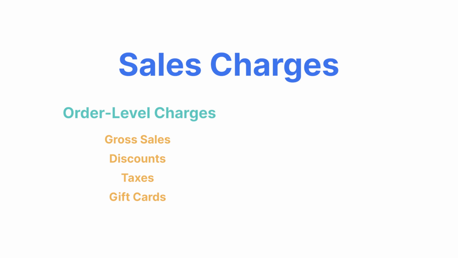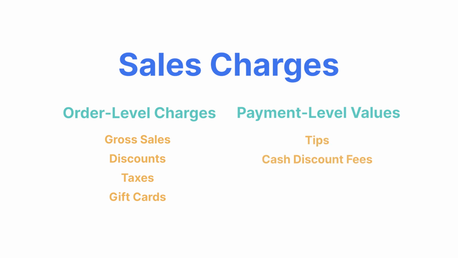Payments go toward the bill amount, not any individual aspect of the bill amount, such as tax. Second, there are payment level values, such as tips and cash discount fees, which are added to the bill amount depending on the form of payment.